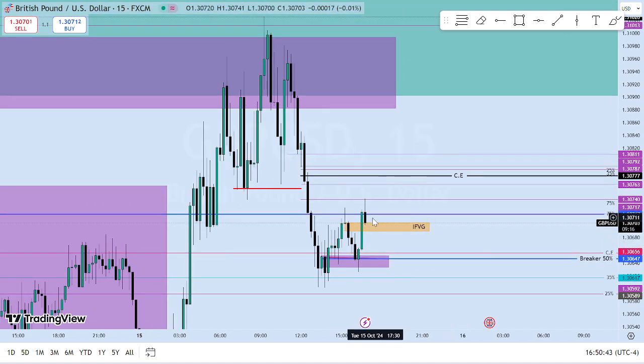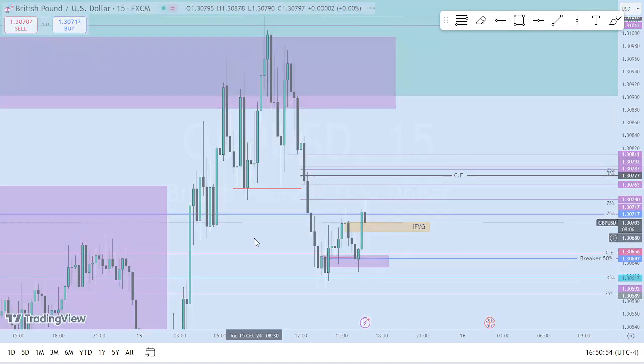Let's anticipate price delivering inside this consequent encroachment of the 1 hour. So we can go down to 5 minutes.